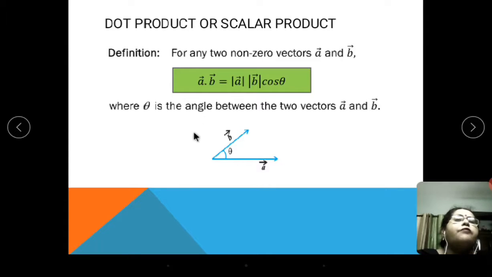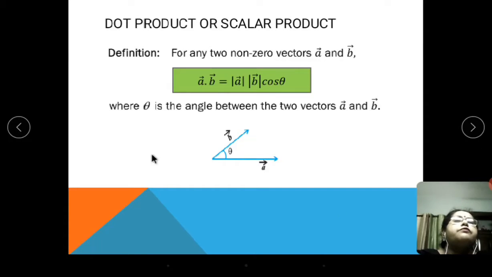If we have here two vectors a and b and theta is the angle, then we get this cos theta. And mind it, we actually take the smallest angle. Here there is another angle between a and b over here, but we take the smallest angle.